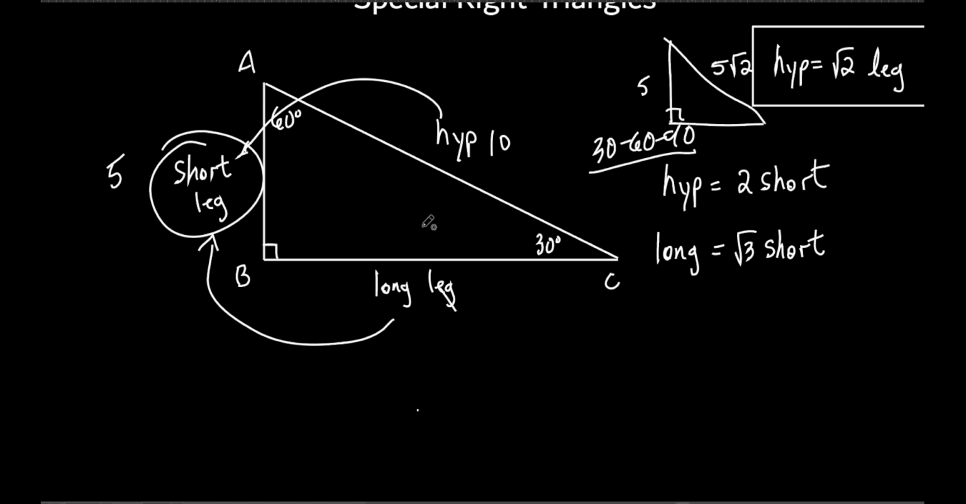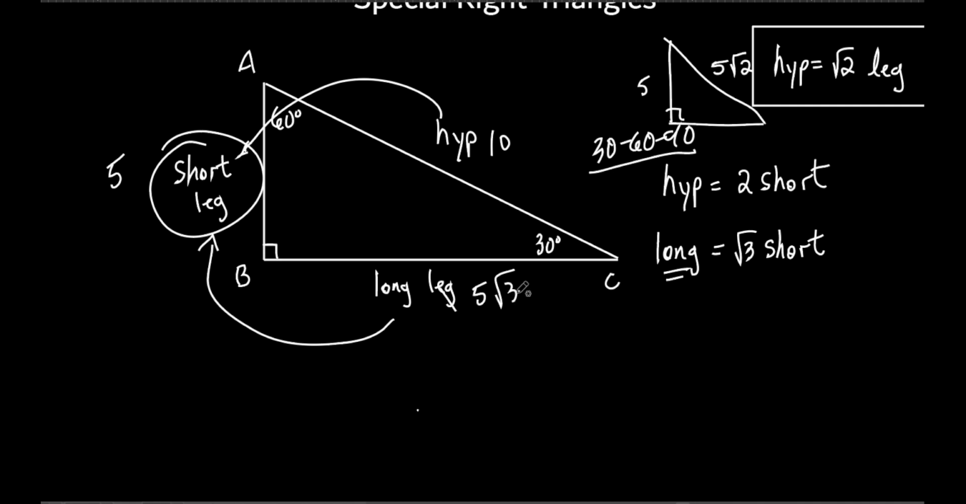Okay. The long leg is actually not that hard, because the long leg is what? It's just 5 square root of 3. That's right. You just put that 5 next to a square root of 3, and that's it. You see what I mean by it might be a little bit easier?